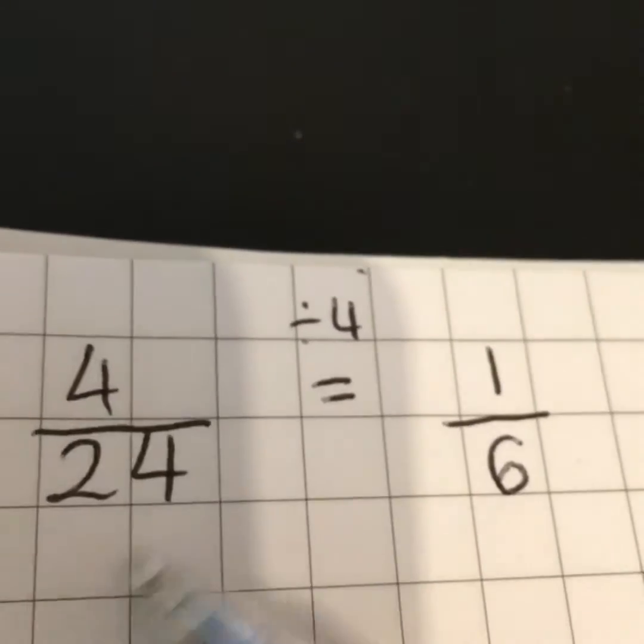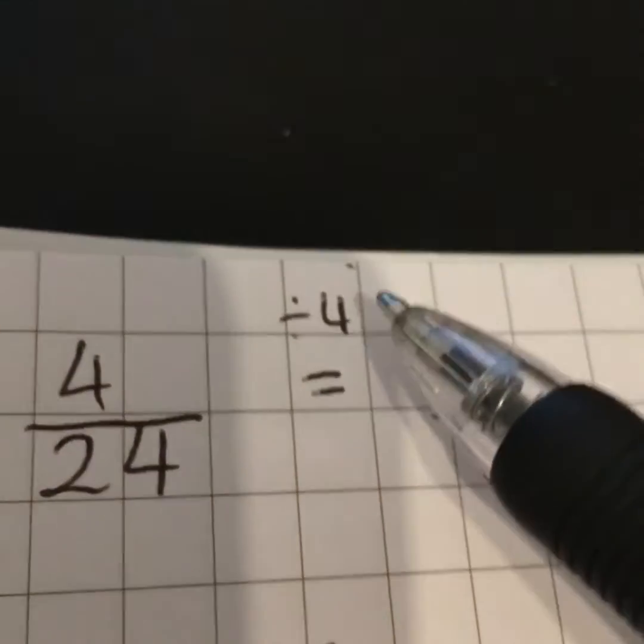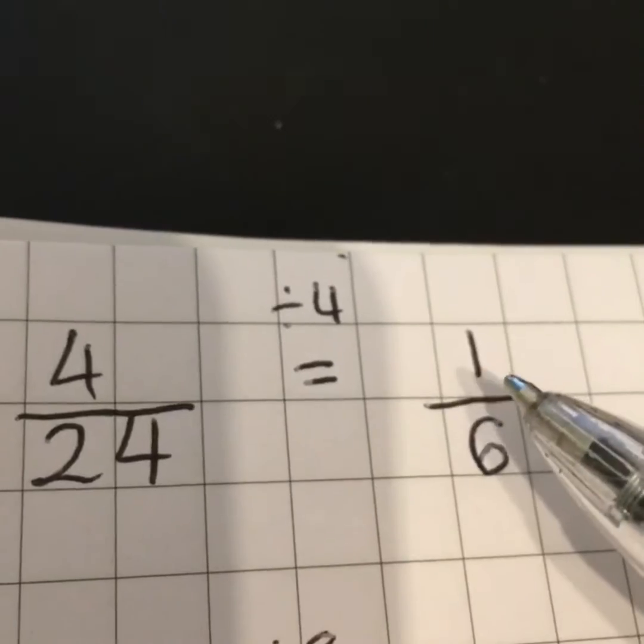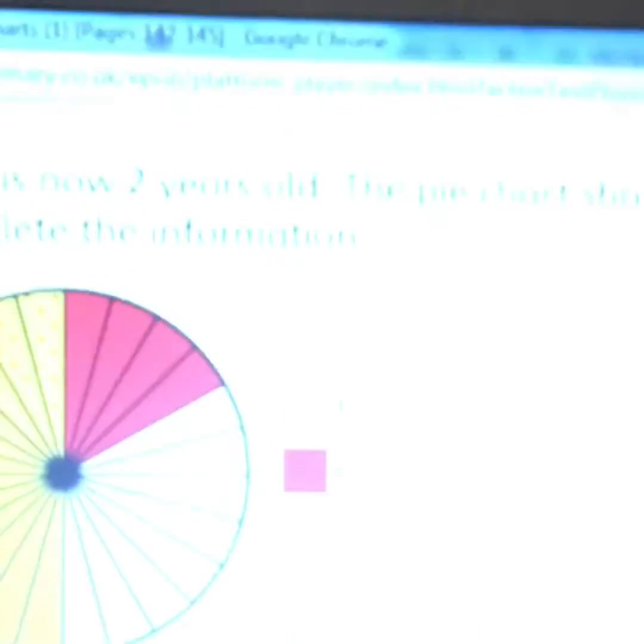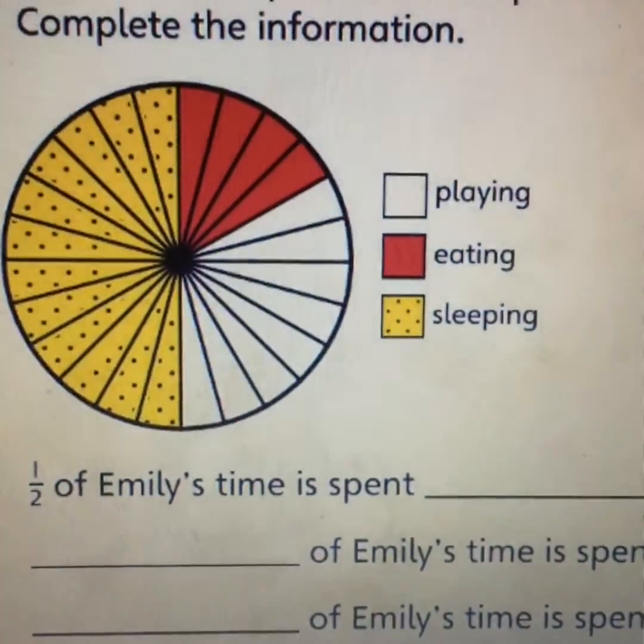Can we simplify that though? Yes, we can. We can divide both numbers by 4, which would be 1/6. So she spends 1/6 of her time eating. How much of her time does she spend playing then?